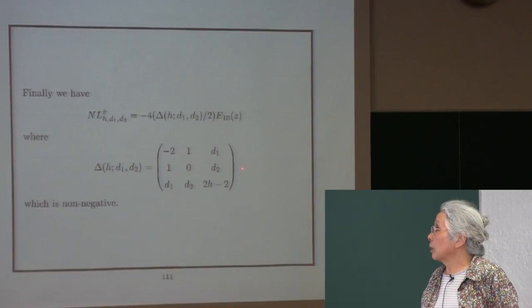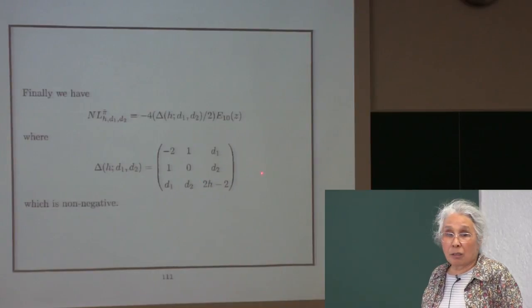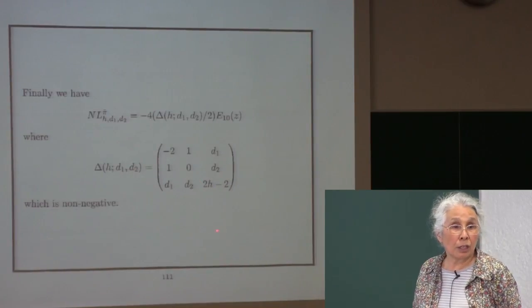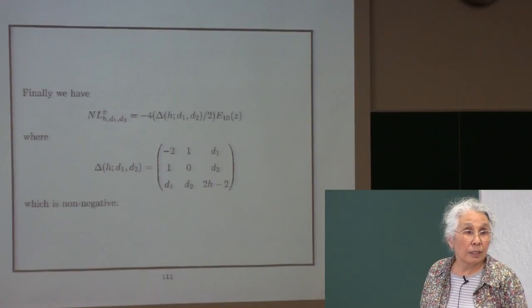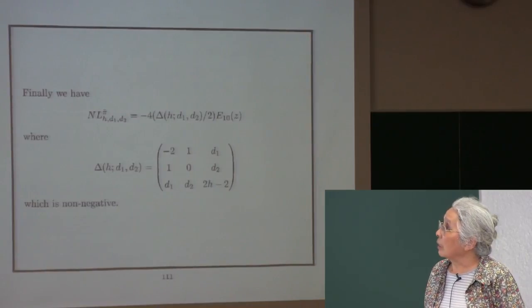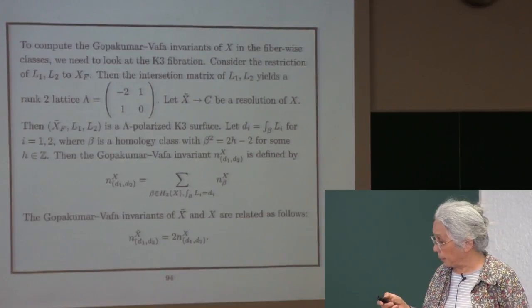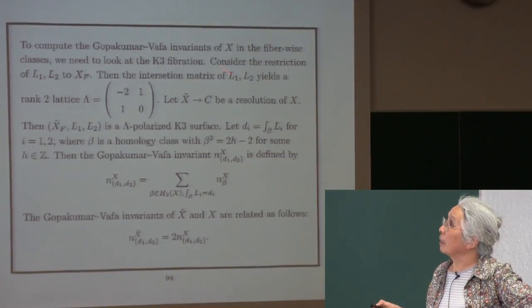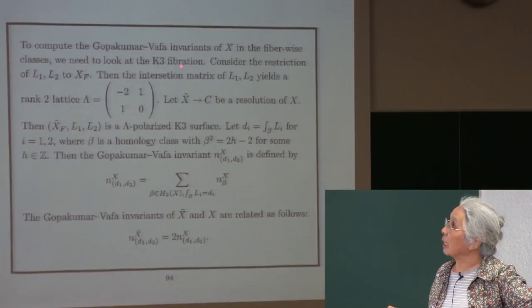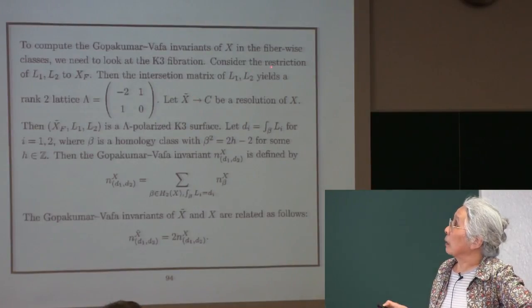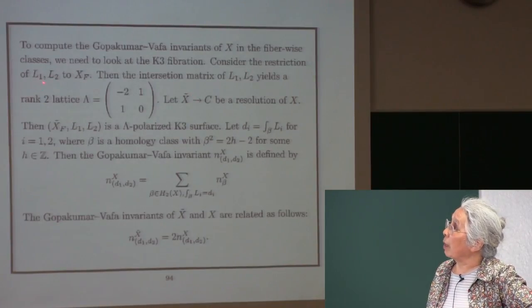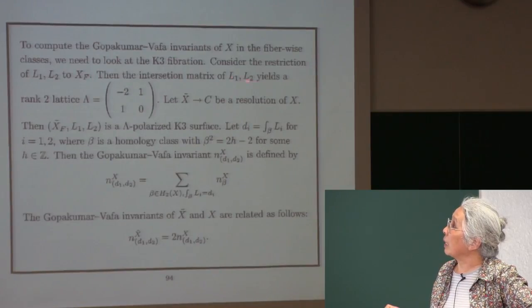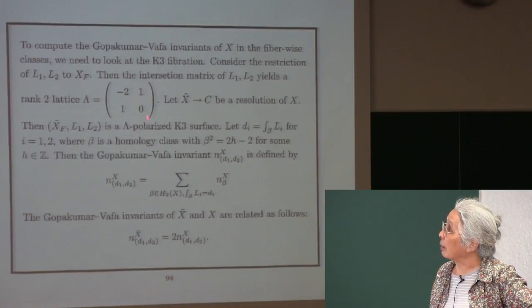So this Hodge index theorem says that this guy cannot be negative, so this is a non-negative integer. Okay, so recap. To compute the Gopakumar-Vafa invariant in the fiber classes, we look at the K3 fibration, and we took its restriction of L1, L2 to K_f. Then the intersection matrix became like that.